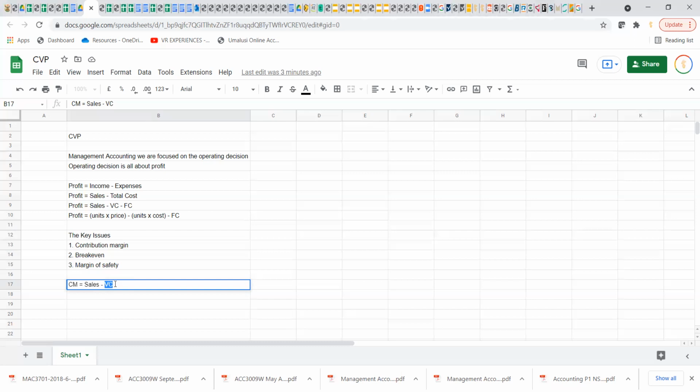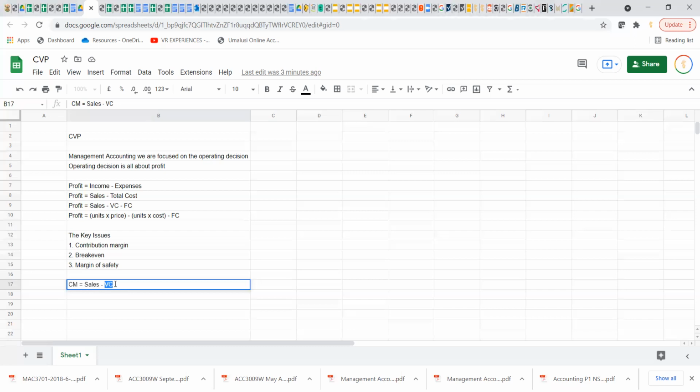Now, where does the confusion come in? The confusion comes in between contribution margin and the cost of a product. When you work out the cost of a product, the cost of a product only includes manufacturing costs. So when you're using the variable costing system, the cost of a product would be direct material, direct labor, and variable manufacturing overheads. That's it.